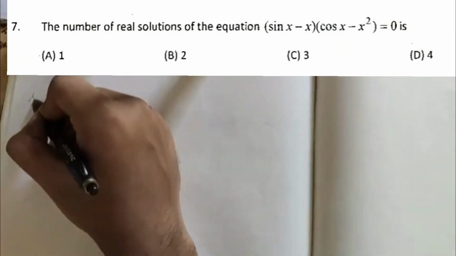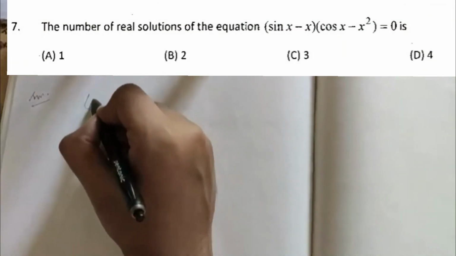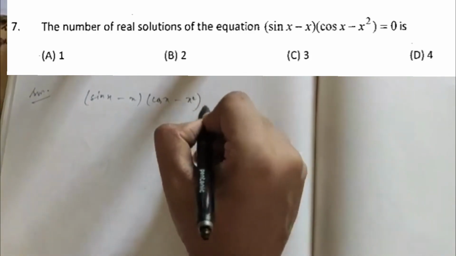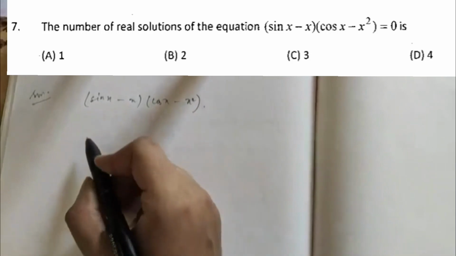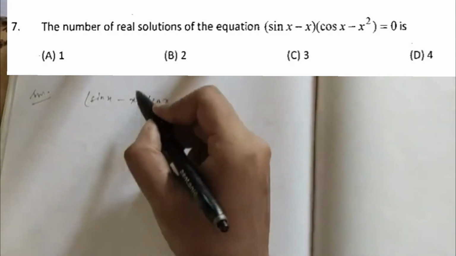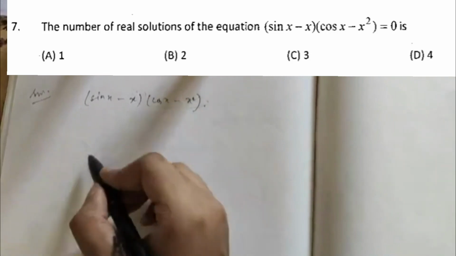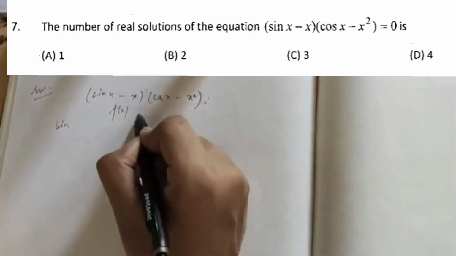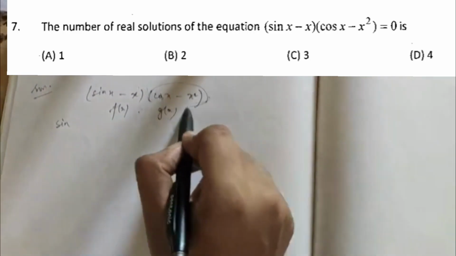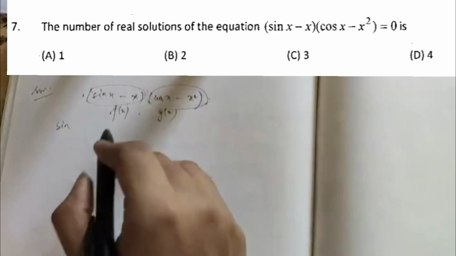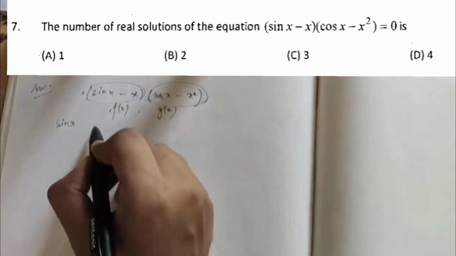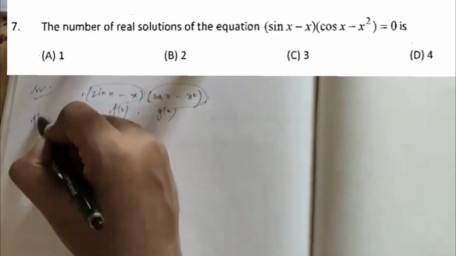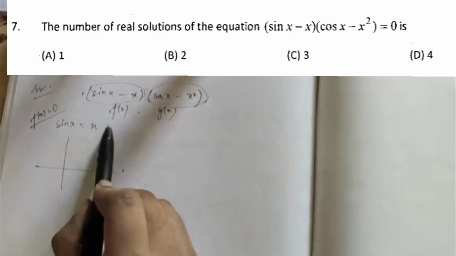So in the next question, it's been said that number of solution of sin x minus x into cos x minus x square. So this type of questions are really for 1 mark question, and it should be solved very fast. So we can do it graphically. Sin x minus x, that means take it as fx into gx form, where gx is cos x minus x square and fx is sin x minus x. So for the equation fx equal to 0, we can write it sin x equal to x.